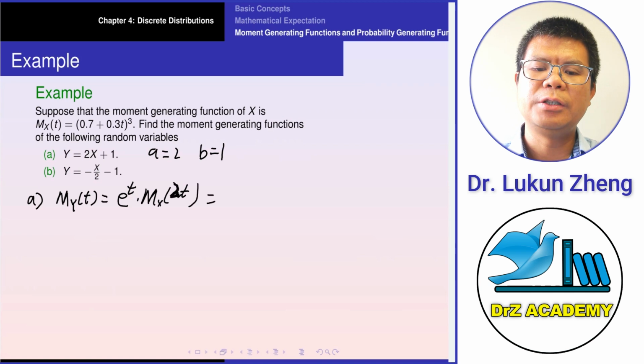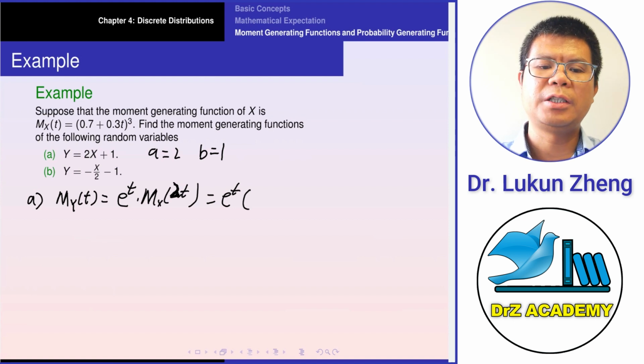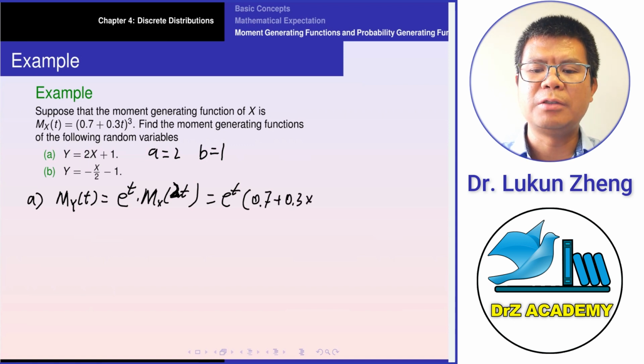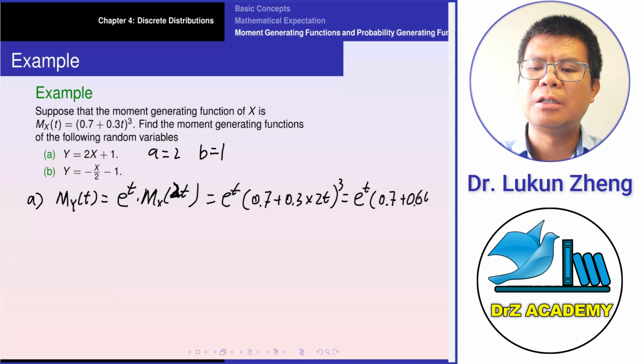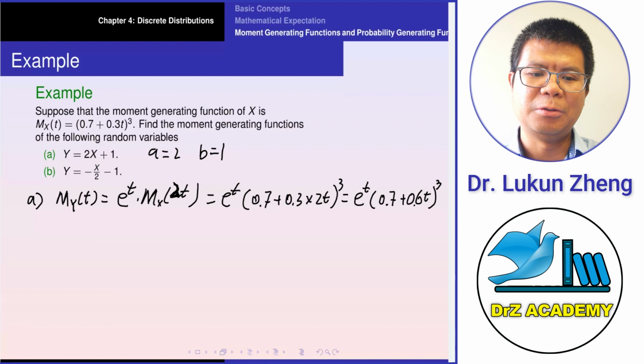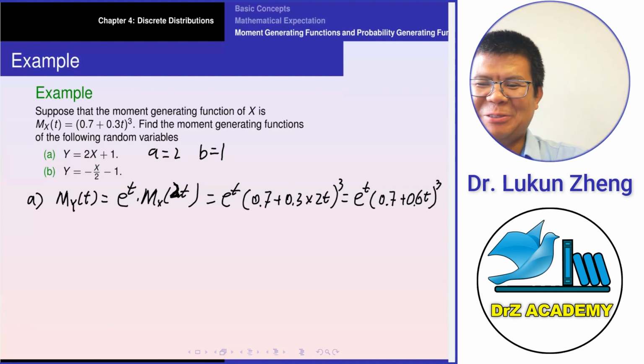Okay, so e to the power t, mx of 2t. Applying 2t here, it's 0.7 plus 0.3 times e to the power 2t, to the power 3, which is e to the power t times (0.7 plus 0.3 e to the power 2t) raised to power 3. That's going to be the first one.